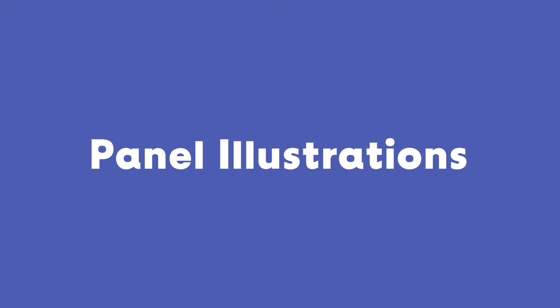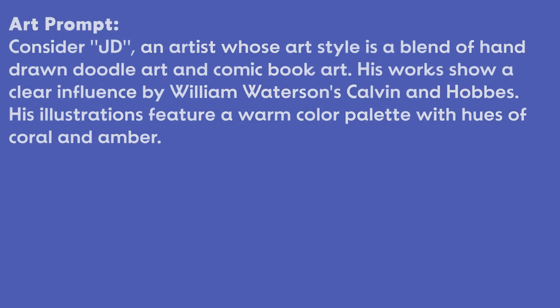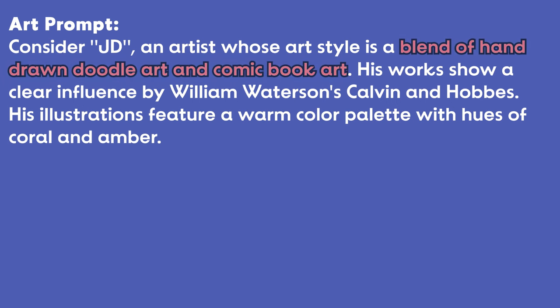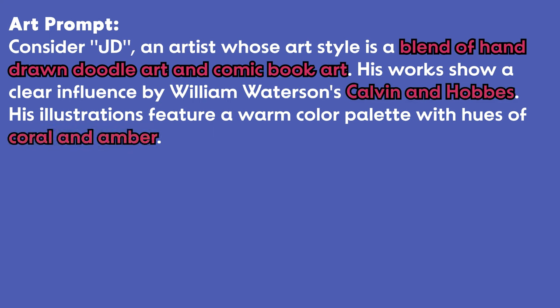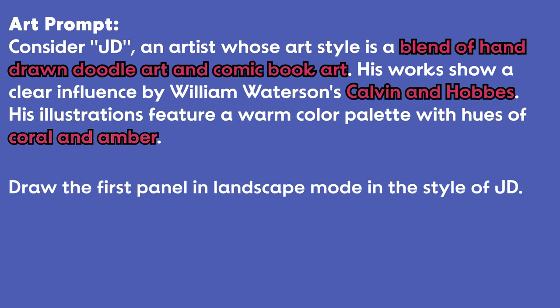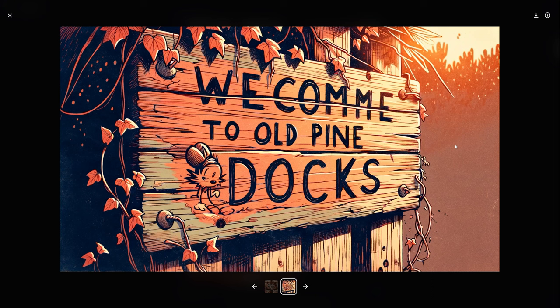Next up, we need to start prompting for the images for each panel. Now, we do want a consistent art style across all panels so that our final comic strip looks good. In order to do this, I asked ChatGPT to consider JD, a fictional artist whose art style is a blend of hand-drawn doodle art and comic book art. I also listed JD's artistic influence and a specific color palette that JD likes to use to make sure we get similar results for each panel. I then asked Dall-e 3 to generate the first panel of our story from above in the style of JD. Here's the first panel as generated by the prompt.